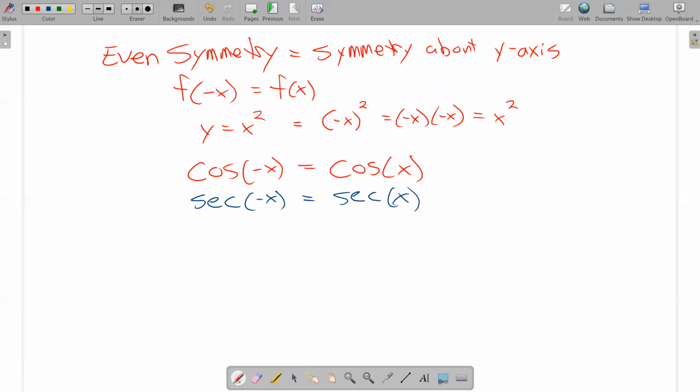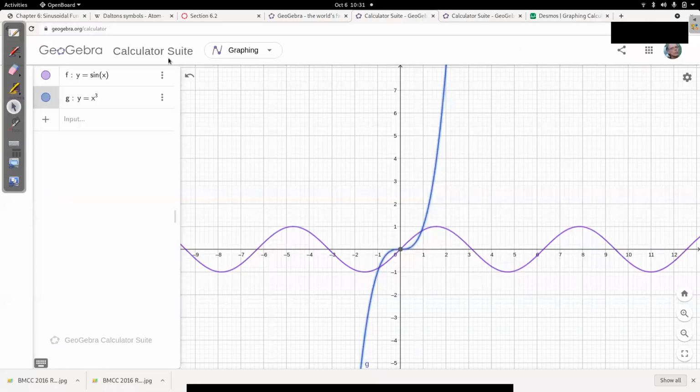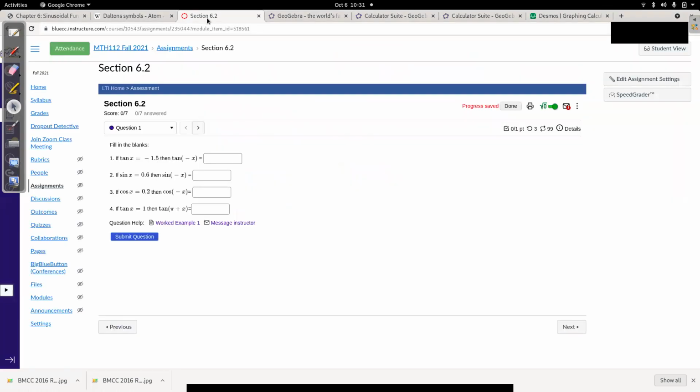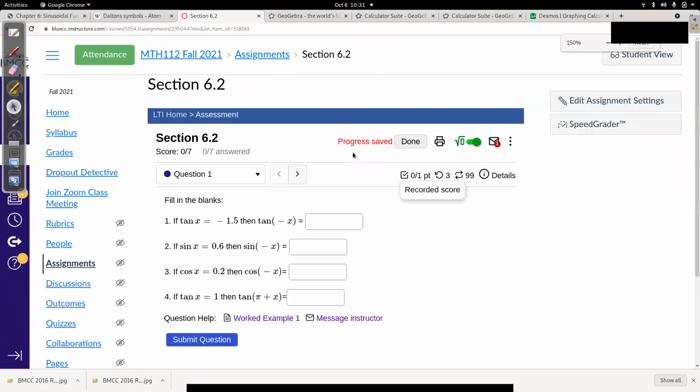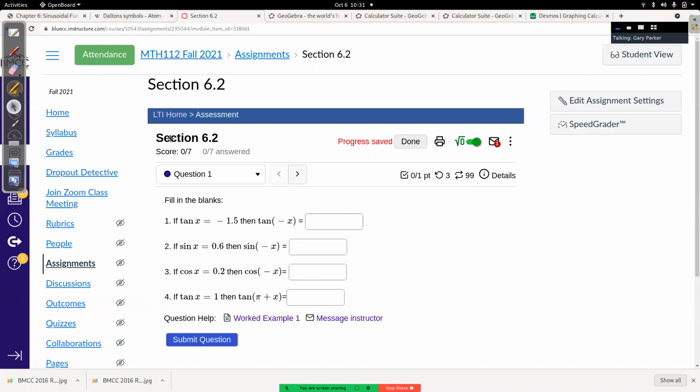And so those first couple of homework questions are related to that idea. Oops, let me get the homework. So this says the tangent of x equals -5. Can we tell what the tangent of negative x is? So let me just grab a screenshot of that.